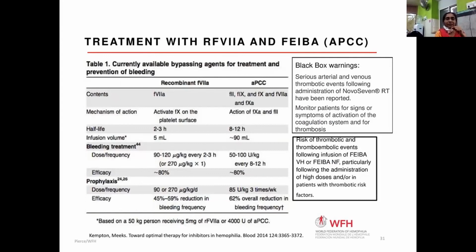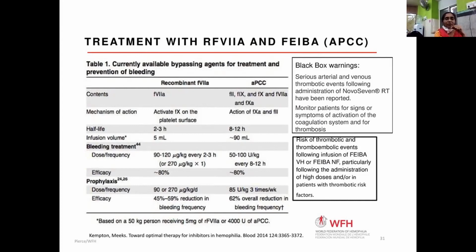In the first product, recombinant factor 7A, the main content is factor 7, while in FEIBA the main content is prothrombin, factor 9, factor 10 and factor 7. Even in the presence of factor 8 or factor 8 inhibitor, these products will promote clot formation by alternative pathways. The only problem is that recombinant factor 7A has a very short half-life of 2 to 3 hours, so you have to use it very frequently. For FEIBA, the half-life is 8 to 12 hours.